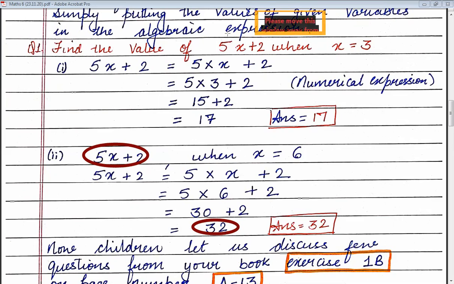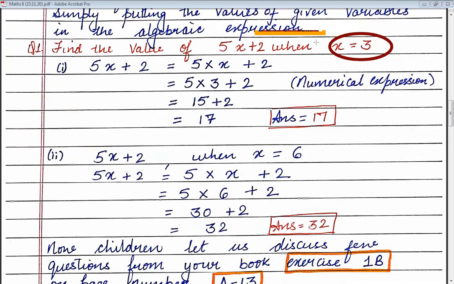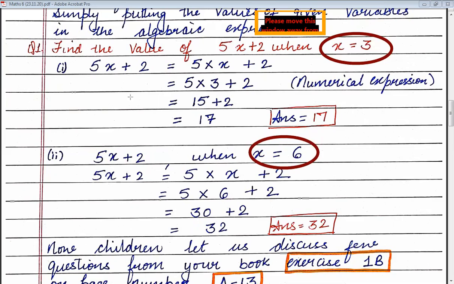So children, you can easily figure out that when the value of variable is changed, your answer will also change. Earlier, the value of variable was x equal to 3. Your answer was 17. Now, the value of variable is 6. So your answer is 32.